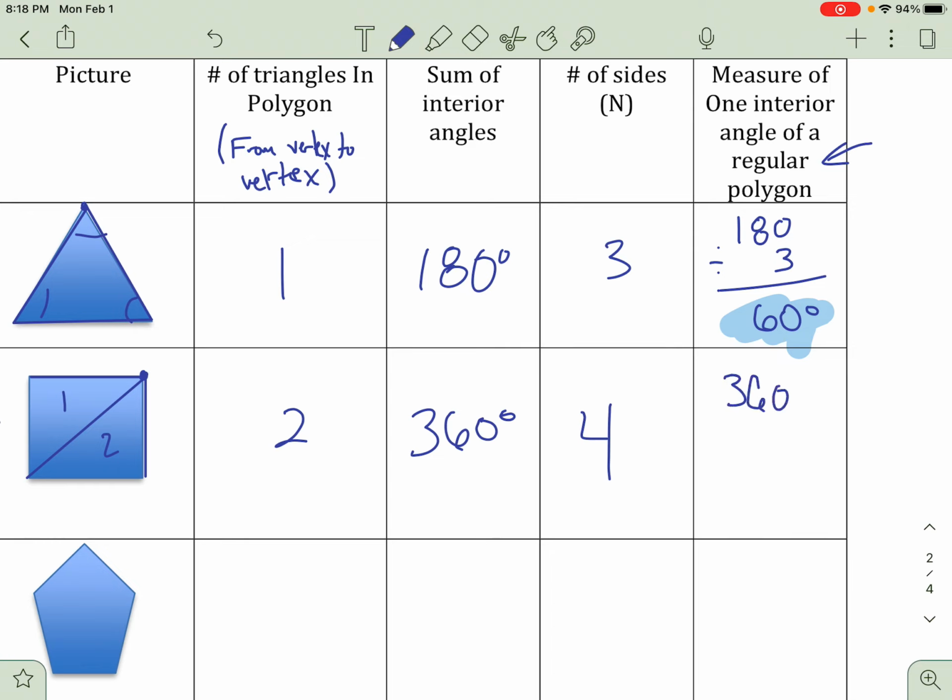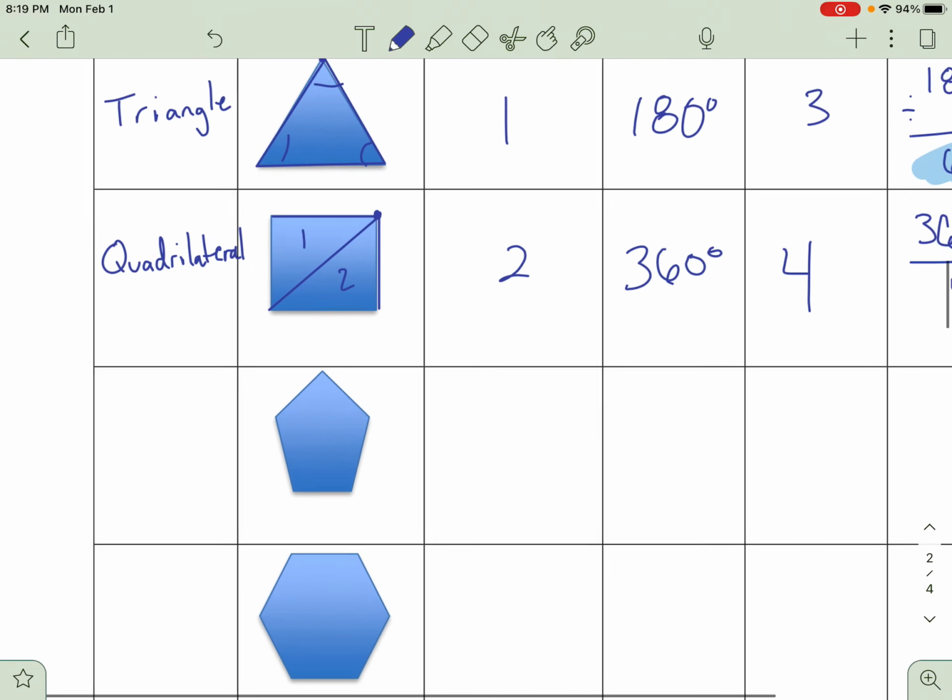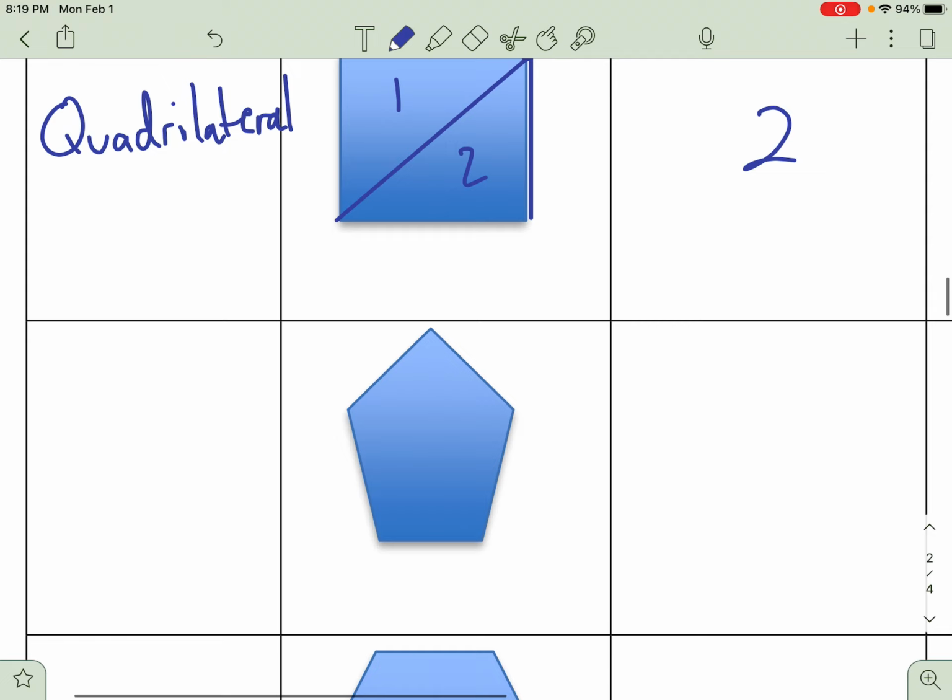And then how do we measure the interior angle if they're all the same? Well, you just take your total, which is 360, divided by the number of angles. This is 4, so this would be 90 degrees in a regular quadrilateral.